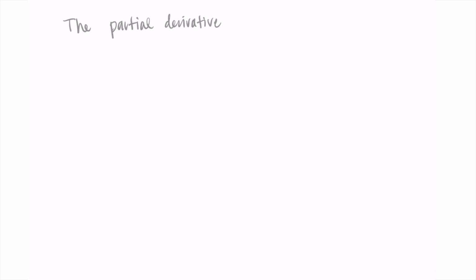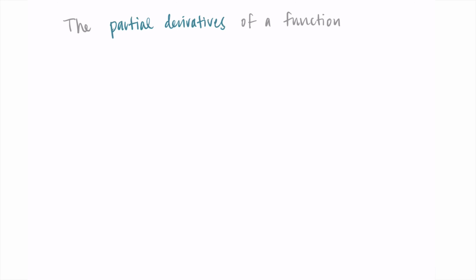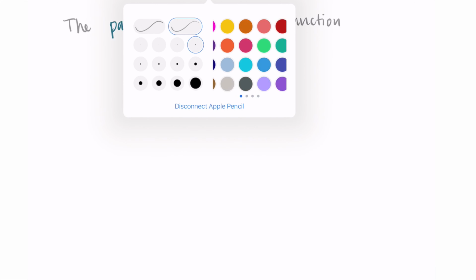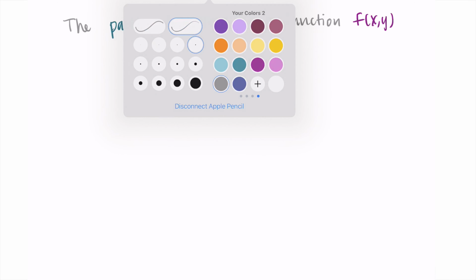So the partial derivatives of a function. As we're defining this, the word "partial derivatives" has partial in it, and the idea is that we're just looking at part of the change, or part of the rate of change. So we're looking at the rate of change in the x direction and the rate of change in the y direction. That's why it's called a partial derivative. So let's say we have a function f of x, y. Then the partial derivatives have this formula.